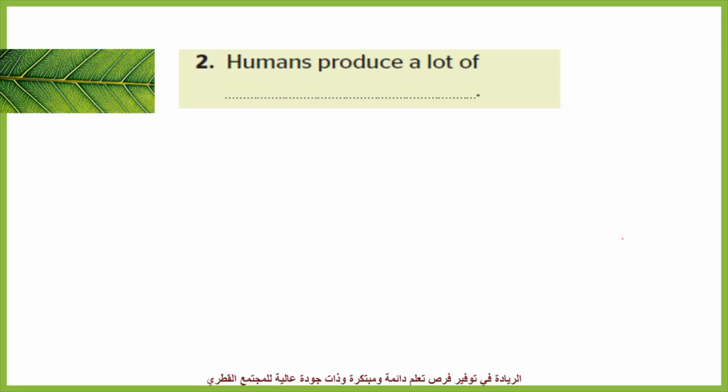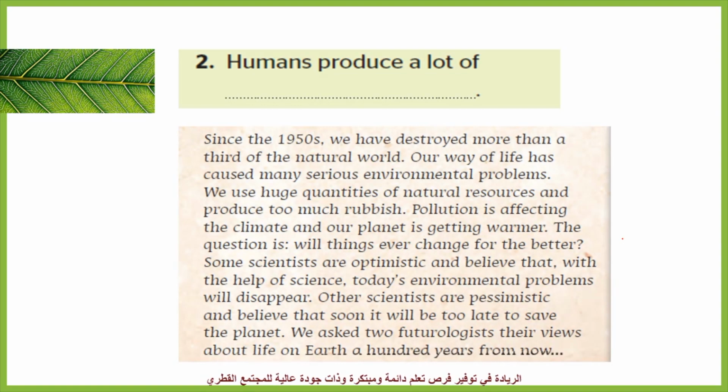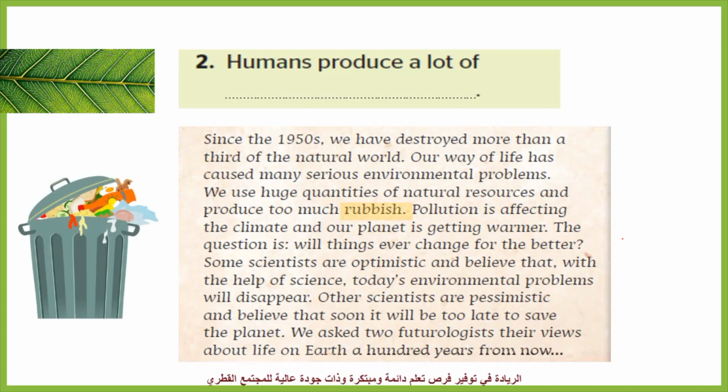Number 2, it says humans produce a lot of blank. What do humans produce? Let's take a look at, again, the introduction. If you take a look at this part, it says, we use huge quantities of natural resources and produce too much rubbish. So humans produce a lot of what? Rubbish.